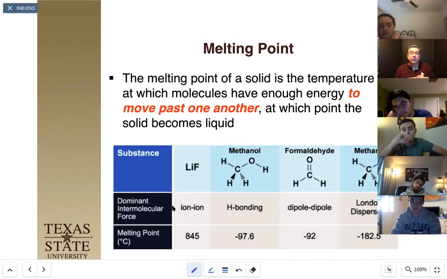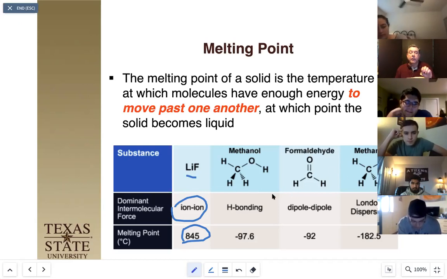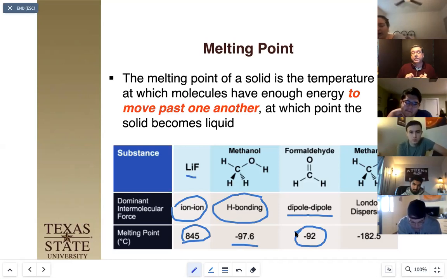So if we look at this ion-ion interaction here for lithium fluoride, it melts at 845 degrees C, okay? However, if we go to smaller molecules of about the same molecular weight, notice that these all have about the same molecular weight. So we're controlling for molecular weight. We're only looking at how the forces affect it. With hydrogen bonding, we have a melting point of negative 97 degrees C. However, with the dipole-dipole interaction, we can have a negative 92 degrees melting point, which is a little higher. And the London dispersion forces are the weakest force we have, and therefore it has the lowest melting point. Okay, the stronger the intermolecular interaction, the higher the melting point.